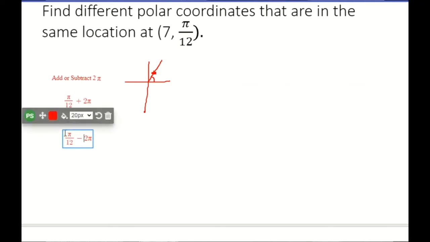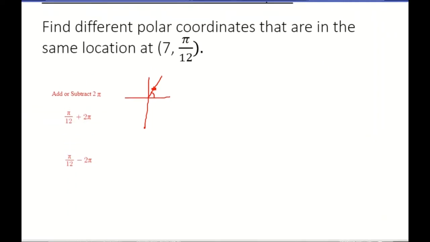So just as a little refresher on how you would add these, you need to find a common denominator. So the common denominator here would be 12. And so we need to rewrite 2 pi as something over 12. So that'd be 24 pi over 12.